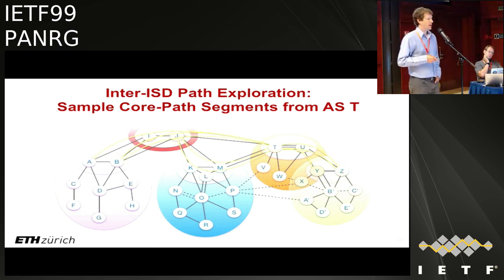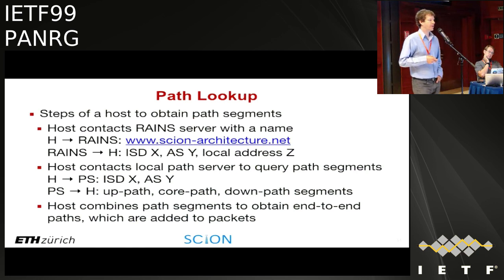Now when a path lookup happens, a host contacts a RAINS server. This is the protocol by Brian, and it's essentially the name lookup protocol that we're using in SCION. The host requests a given domain to look up. The RAINS server then responds with an ISD, an isolation domain number, an autonomous system number, and the local address. Different than in today's internet, the local address is quite unimportant. Only the isolation domain and the AS number are important.